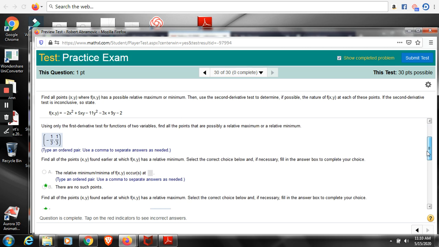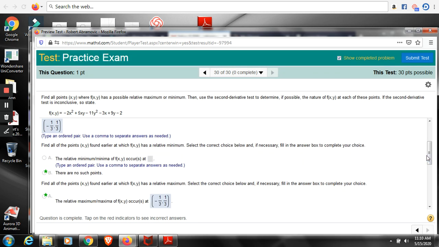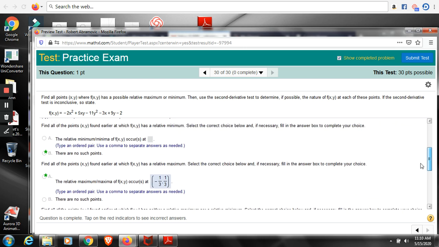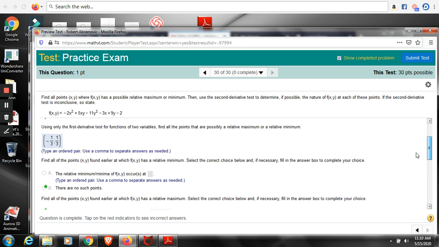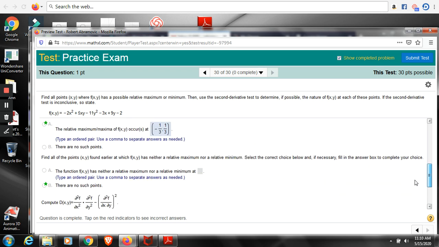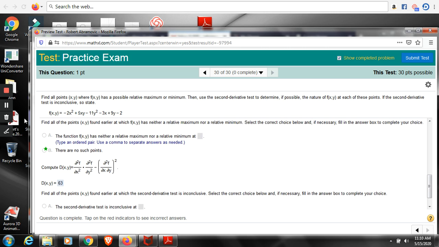Find all the points x, comma, y found earlier at which f of x has a relative minimum. Select the correct choice below, and if necessary, fill in the box to complete your choice. So to do this, what we really should do here before going on is do this step here. Compute D of x, comma, y.